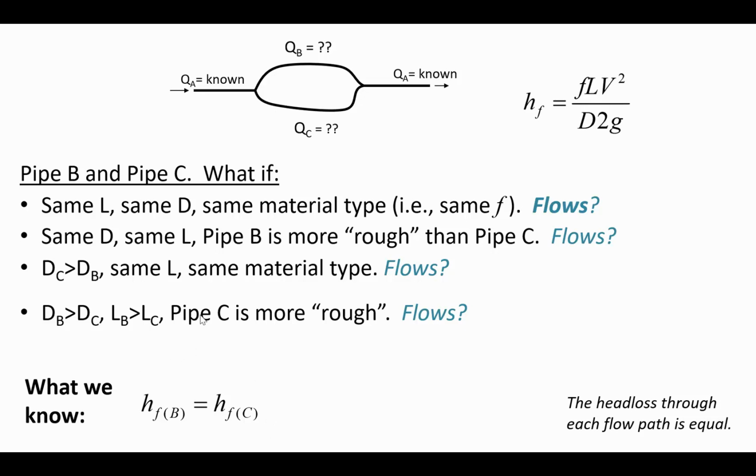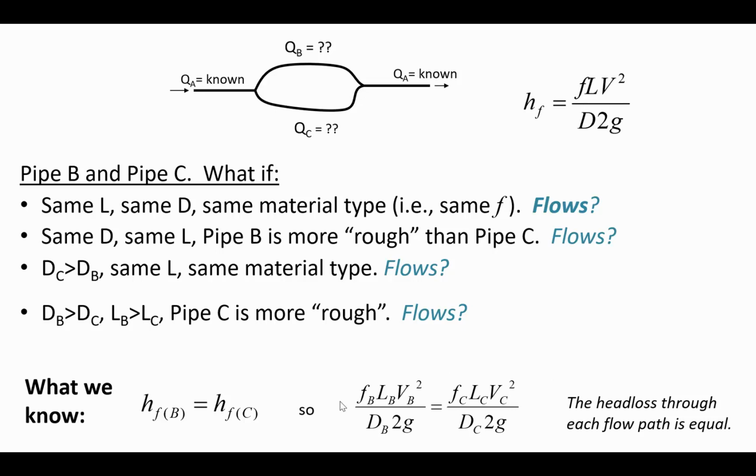So think about what this means. You've got some energy at the junction. When the pipe comes back together again, you've got the same amount of energy once you come out of the pipe. So that must mean that the head loss is the same through each of them. Okay, so the head loss through each flow path is equal.